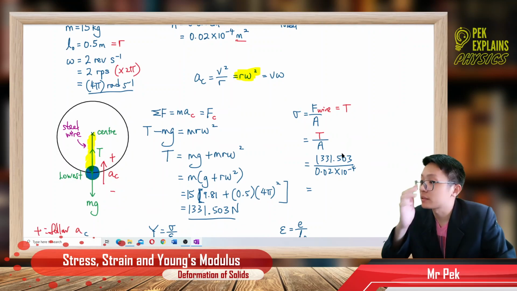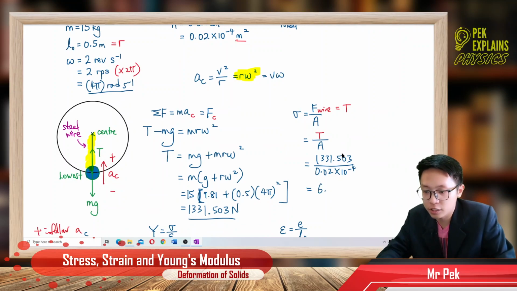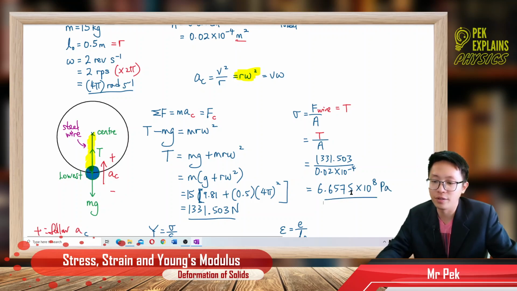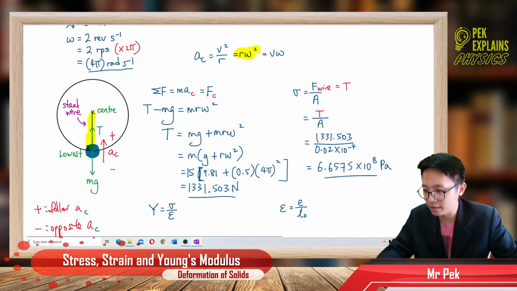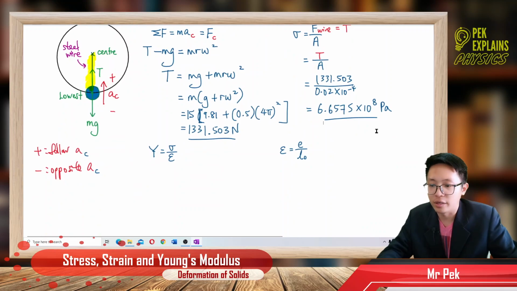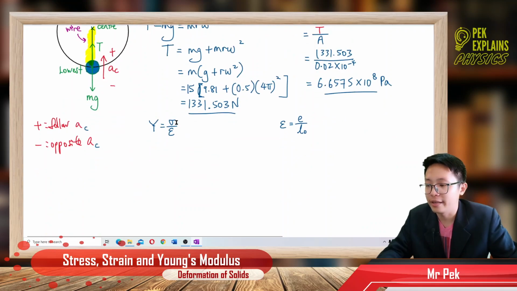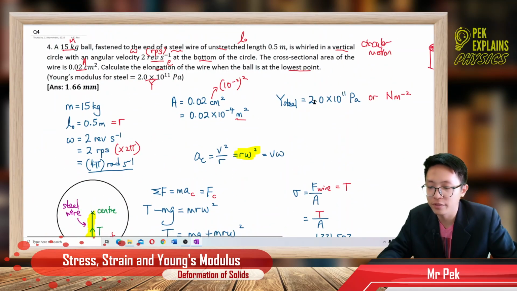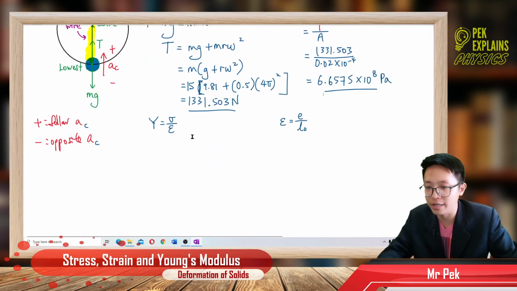So my stress is 6.6575 exponent 8 Pascal. Yeah, that's my stress of the steel wire. The stress in this steel wire because of the tension. Okay, so I got the stress already. I also have the Young modulus of the steel. I can find the strain.